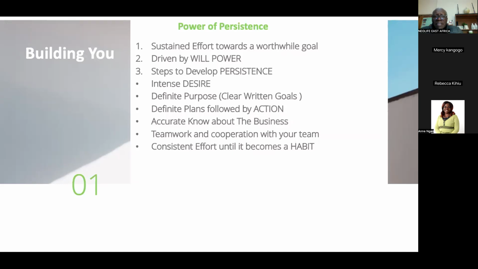Second thing, have a definite purpose. Definite purpose is clear written goals of the things you want to achieve. If you have a desire, you need to convert that desire into goals. Write down the specific things you want to achieve.